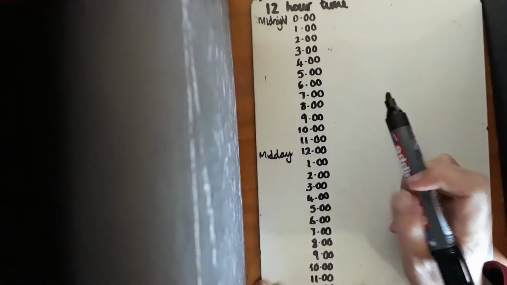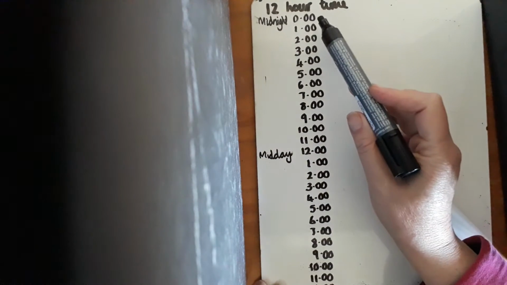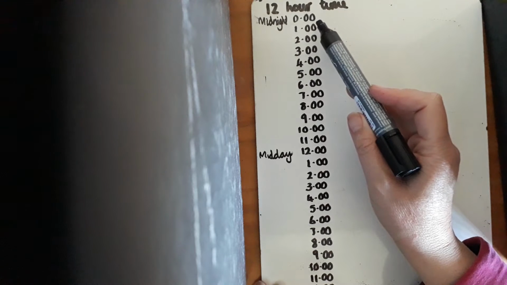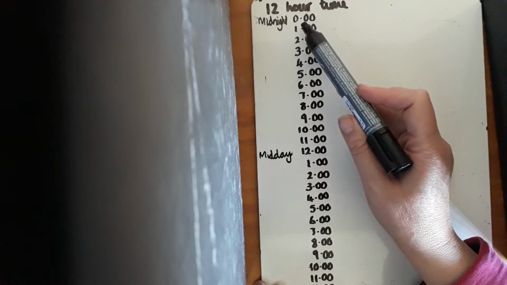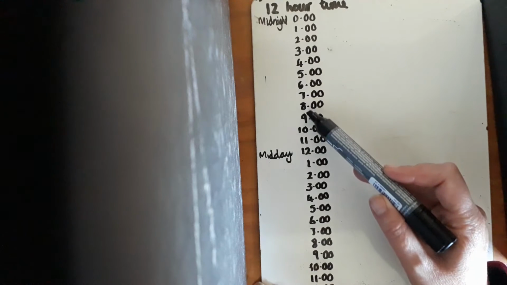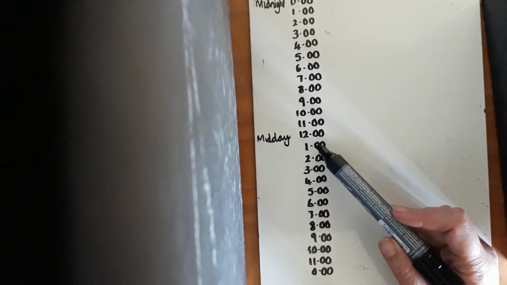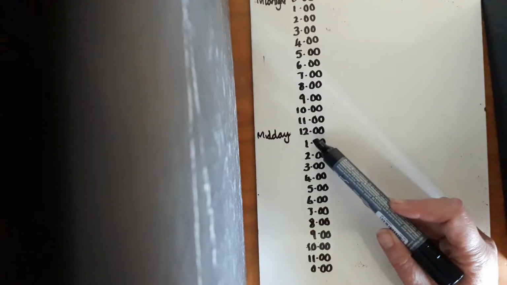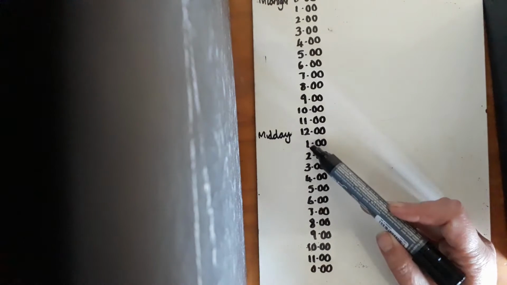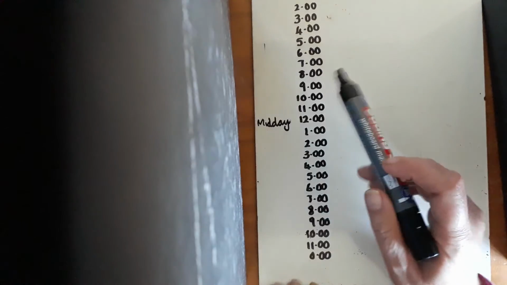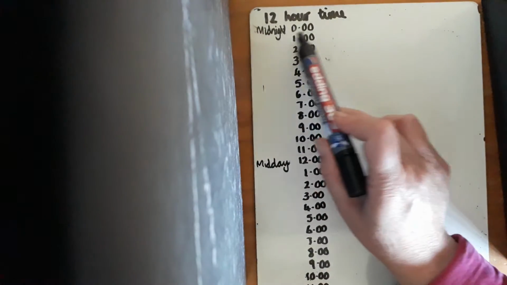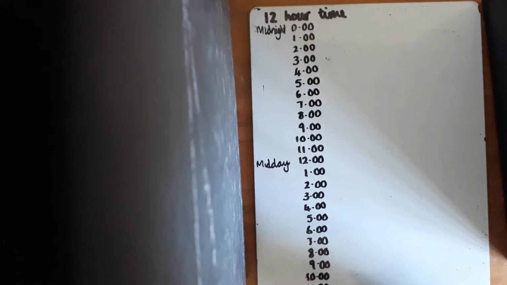Great, so hopefully you should have something that looks like this. Okay, so it's just the hours going up in ones all the way until you get to midday, and then it changes and starts going up in ones again from 1 all the way up to 11. Okay, and then it goes back to the midnight, 00.00.